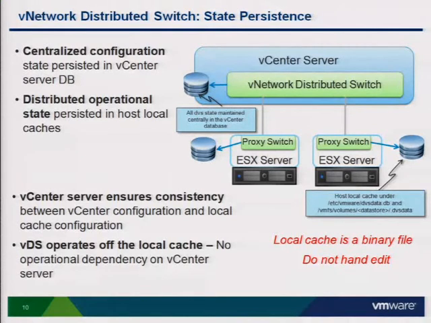So the vCenter server also serves an additional role in that it ensures that the central management state persisted in the vCenter database is in sync with the host state. So if the host state diverges, the vCenter server just clobbers the state on the host. So you have the authoritative state in the management DB. Again, highlighting one other point, the proxy switch on each of the ESX hosts operates off the local cache. So there is no operational dependence on vCenter server. If you have a split brain problem and you're not able to talk to your vCenter, your VMs on the ESX host will just do fine. Also note that the local cache is a binary file, so please don't try and edit it or something like that. That gets us into trouble.